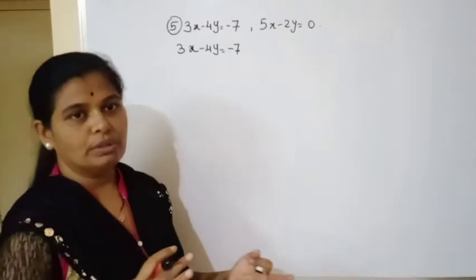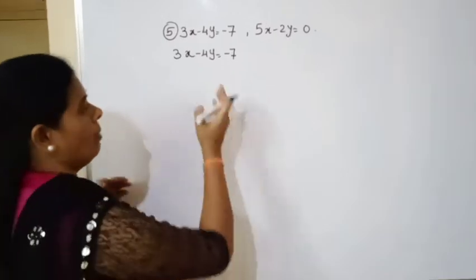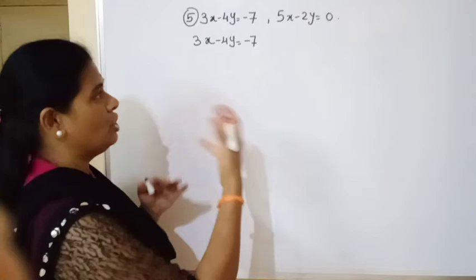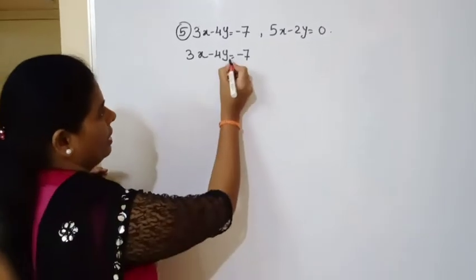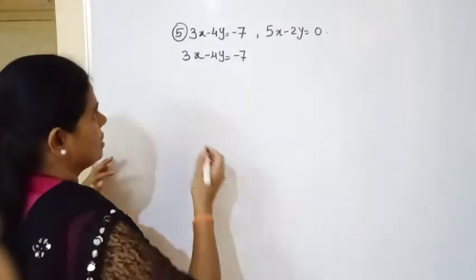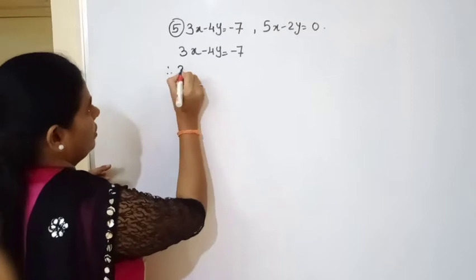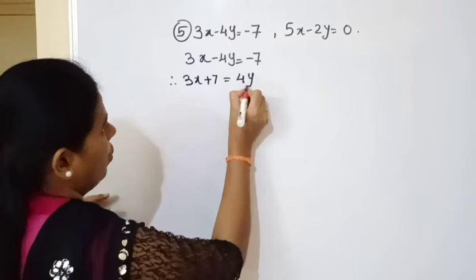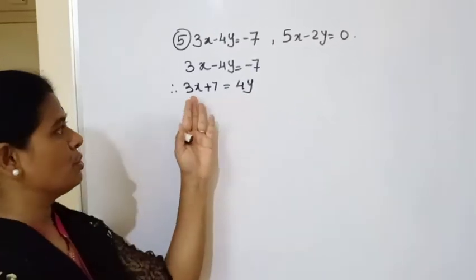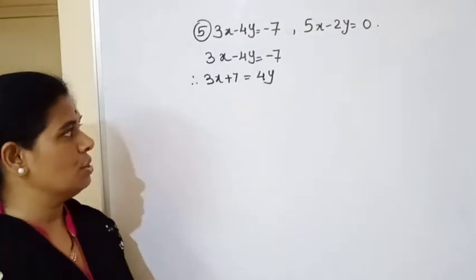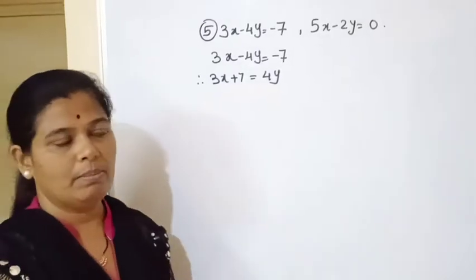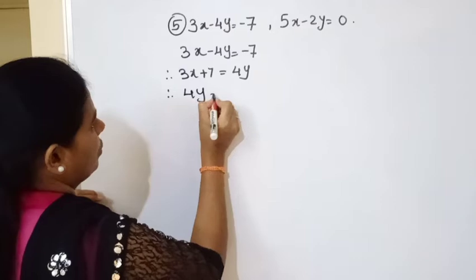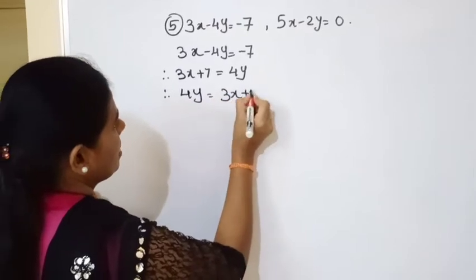Now as I told you that we have to arrange the equation. -7 will take this side, so that it will become +7, and -4y will shift towards the right hand side, so it will become +4y. So therefore 3x plus 7 equal to 4y. Okay. Now we have to substitute the value of x in such a way so that it will be divisible by 4. So therefore 4y equal to 3x plus 7.